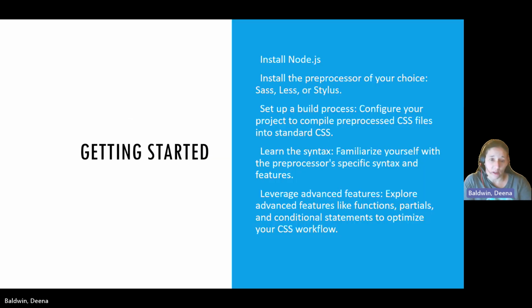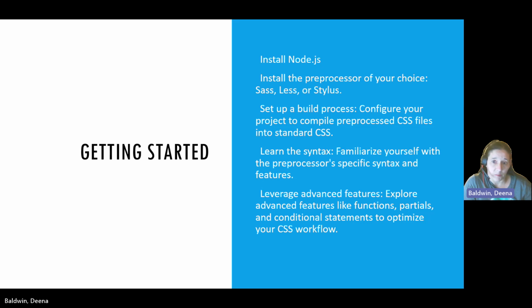So what do we need to do to get started with preprocessed CSS? So number one is you need to install node.js. The CSS preprocessors require it to run. You can download it from their official website, nodejs.org. You have to choose a preprocessor to install, like SAS, LESS, Stylus, etc. And then you set up a build process.